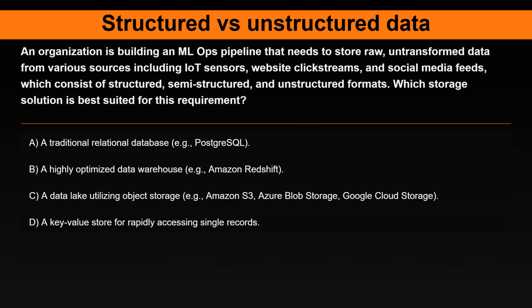Question 12. An organization is building an MLOps pipeline that needs to store raw, untransformed data from various sources including IoT sensors, website clickstreams, and social media feeds, which consist of structured, semi-structured, and unstructured formats. Which storage solution is best suited for this requirement? Option A, a traditional relational database, e.g., PostgreSQL. Option B, a highly optimized data warehouse, e.g., Amazon Redshift. Option C, a data lake utilizing object storage, e.g., Amazon S3, Azure Blob Storage, Google Cloud Storage. Option D, a key value store for rapidly accessing single records.